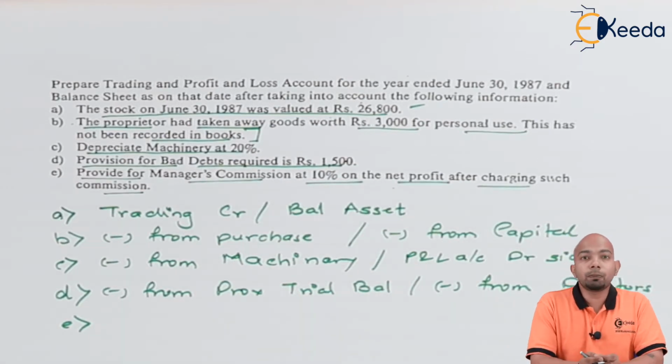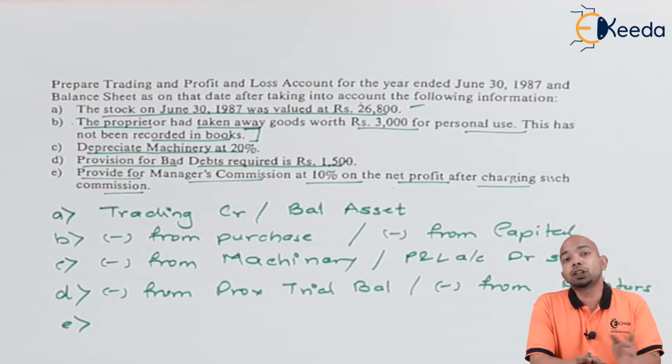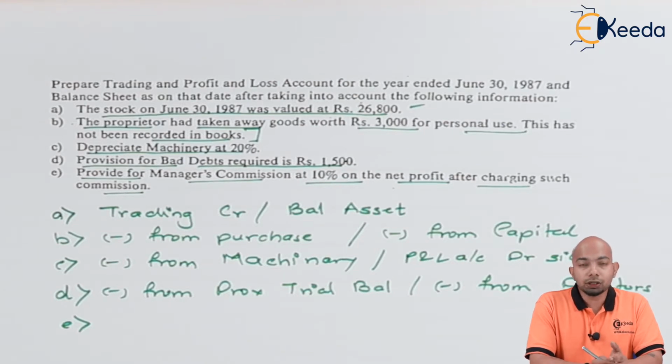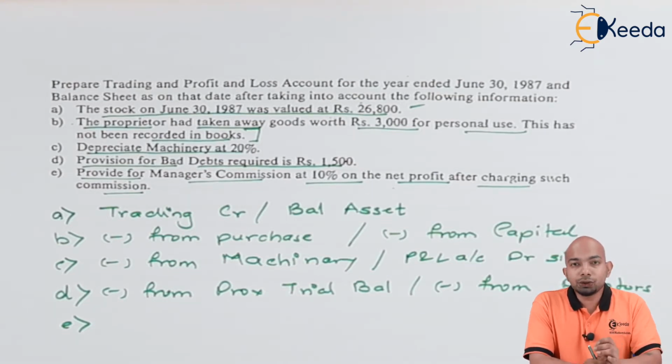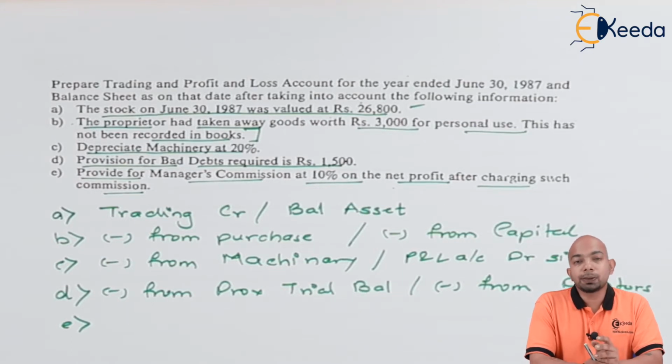It says provide for manager's commission at the rate of 10% on net profit after charging such commission. That means whatever commission is supposed to be provided to the manager at the rate of 10% is on the net profit after charging such commission. So I'll let you know how to solve this while we do the working on this specific item. Let's go ahead and figure out how to prepare the trading account first.